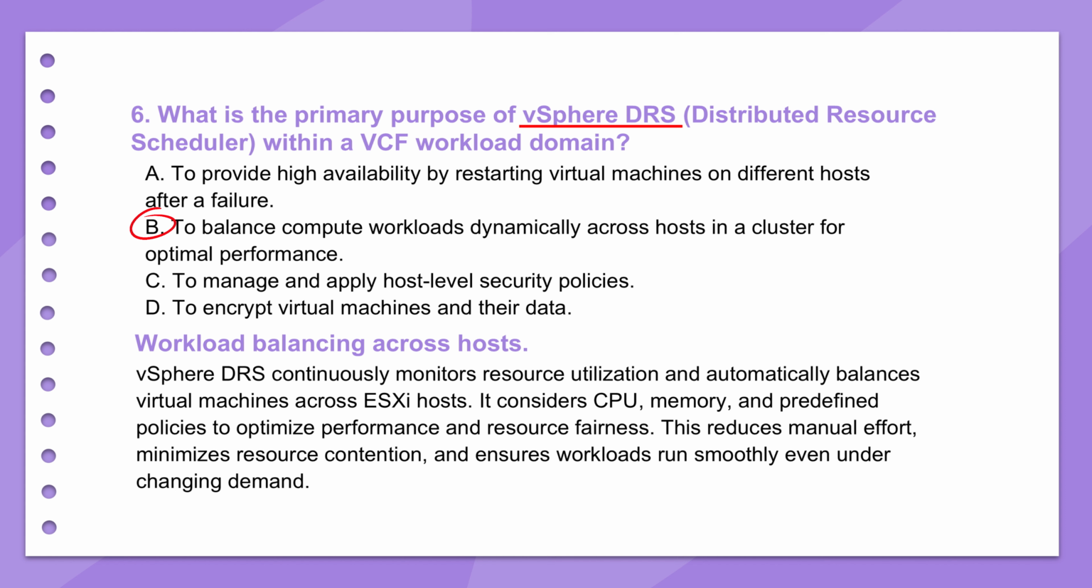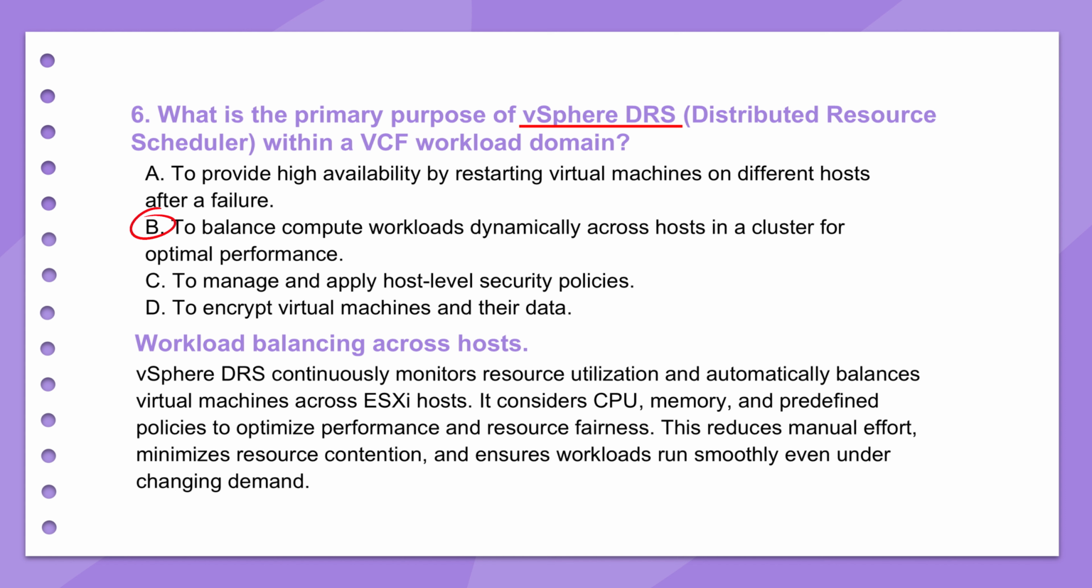It uses vMotion, that live migration tech, to automatically move VMs between hosts without downtime. So if one host gets too busy, DRS can just shuffle some VMs over to a less loaded one. So it keeps things running smoothly without admins having to constantly move things manually. Exactly. It reduces manual effort and ensures resources are used efficiently.